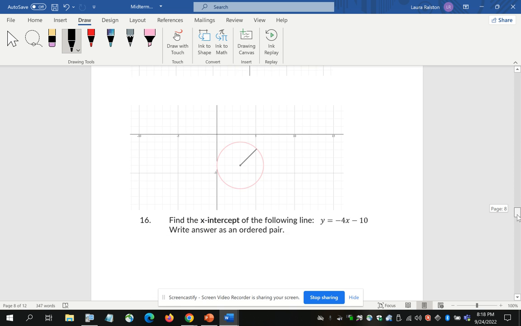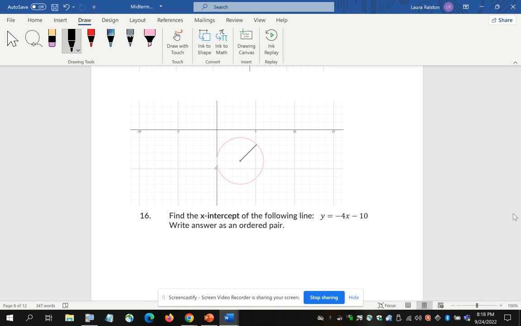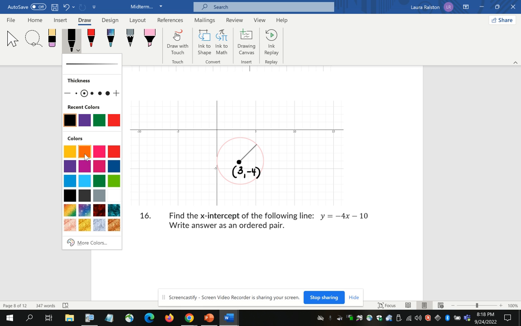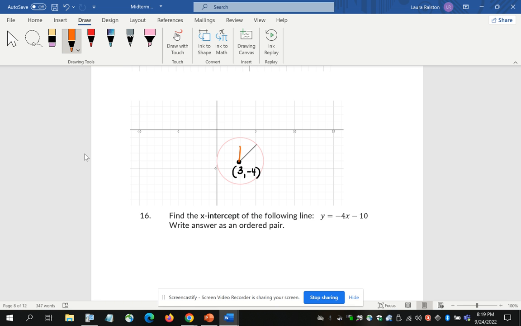And the last one, let's see. My center is at 3, negative 4. And I could follow that diagonal line, but it might be easier to count vertically. So if I count vertically from the center, I have 1, 2, 3. So it does appear that my radius is 3. So this one would be the correct answer.